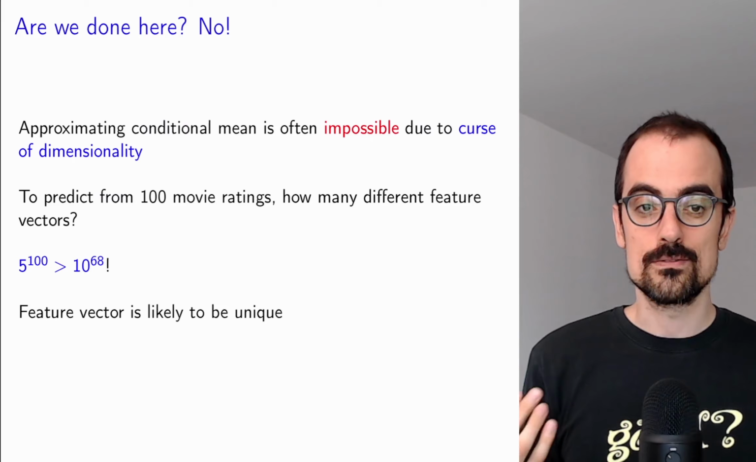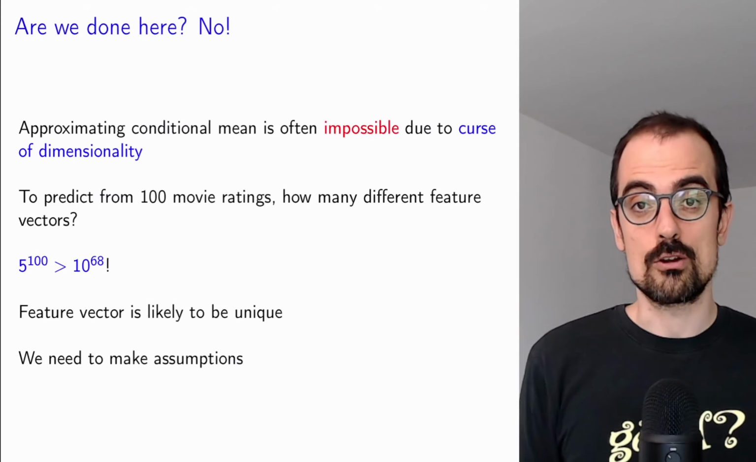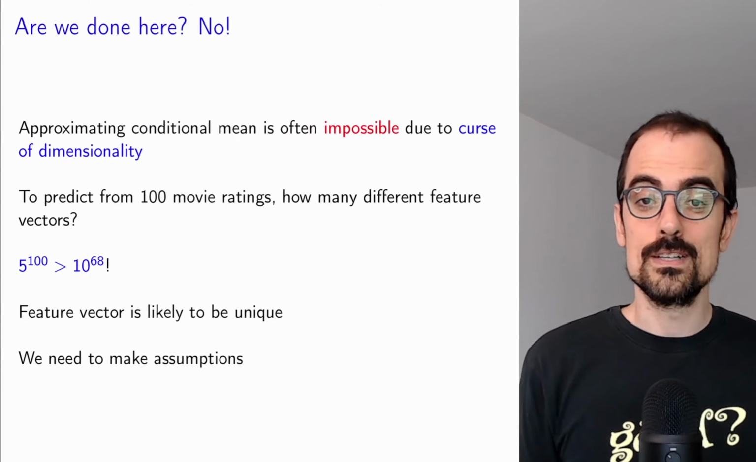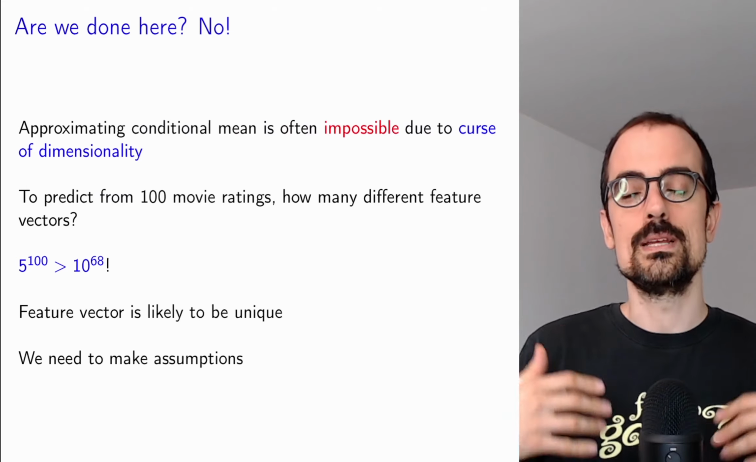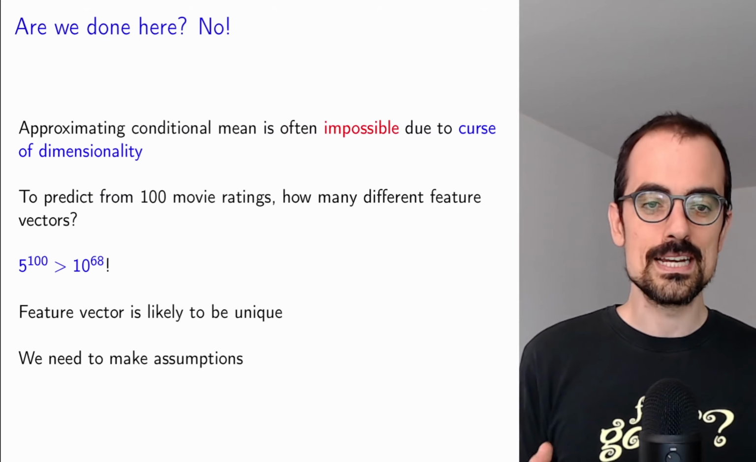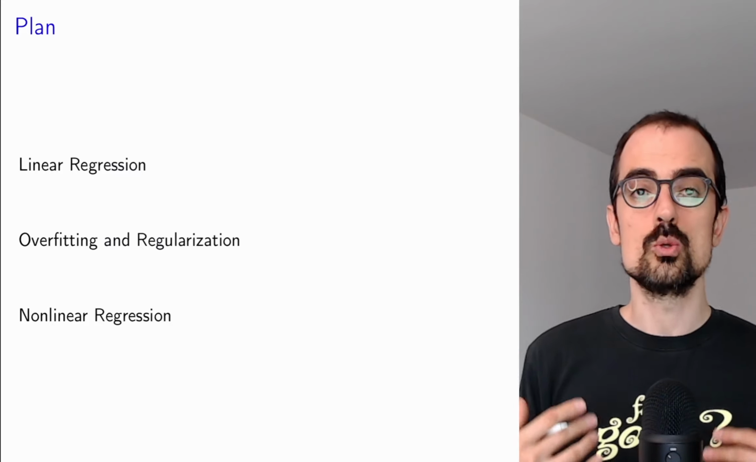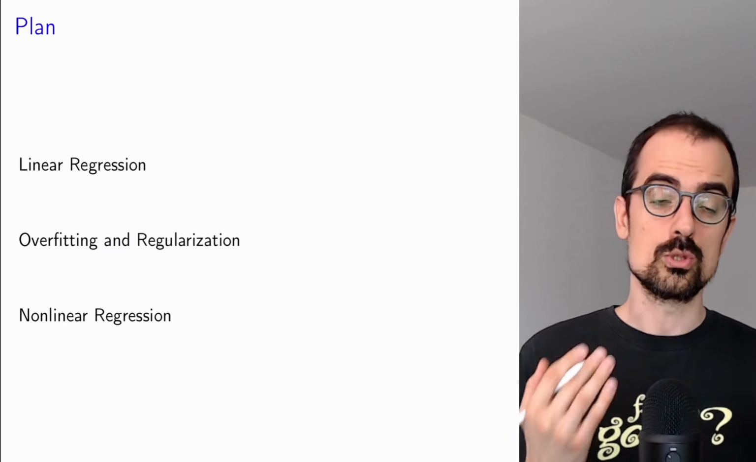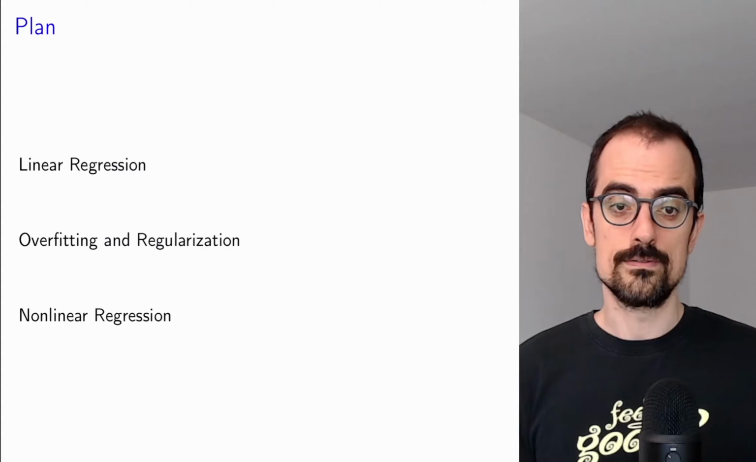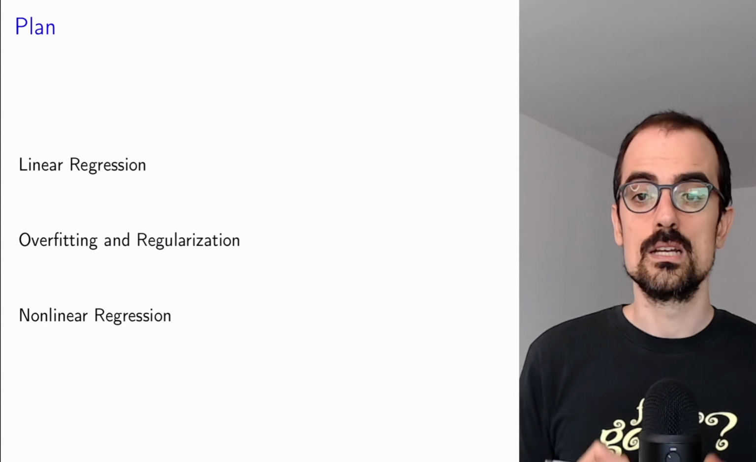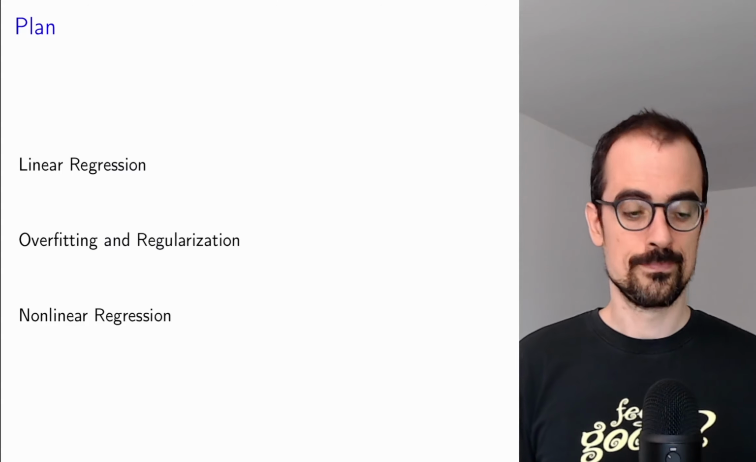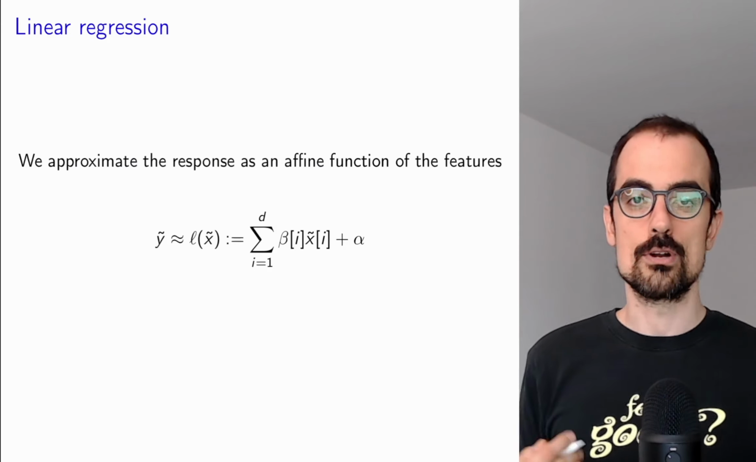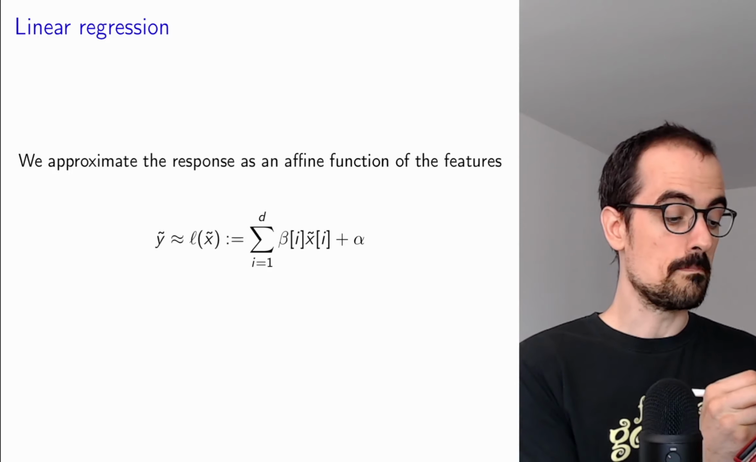so we're not going to be able to do that. Because of that, when performing regression in the real world with a reasonable number of features that is not just 1 or 2, we're going to need to make some assumptions. And in the rest of the video, we're going to explain different methods that are based on different assumptions. We're going to start with linear regression, then we will talk about overfitting and regularization, and finally we will talk about nonlinear regression.